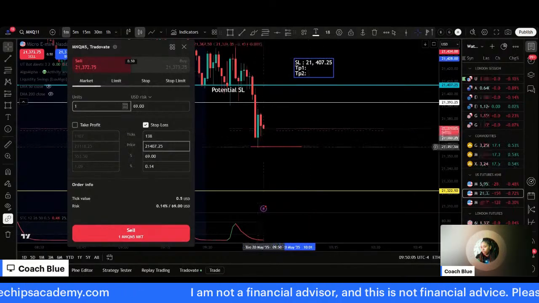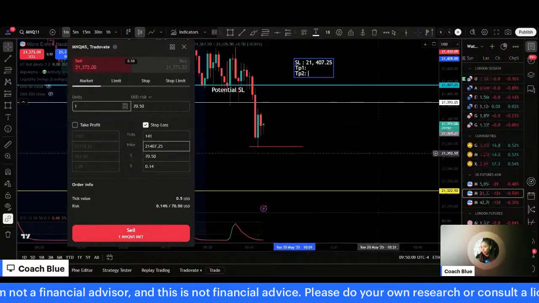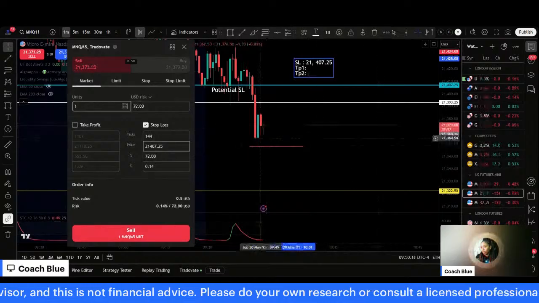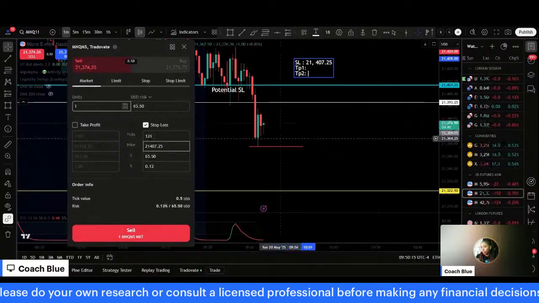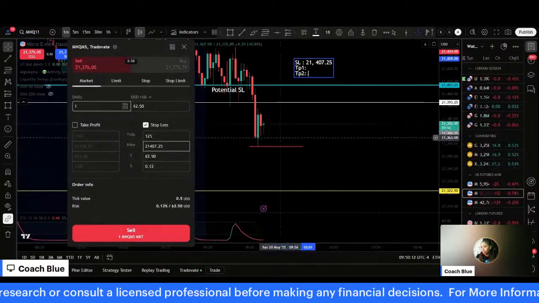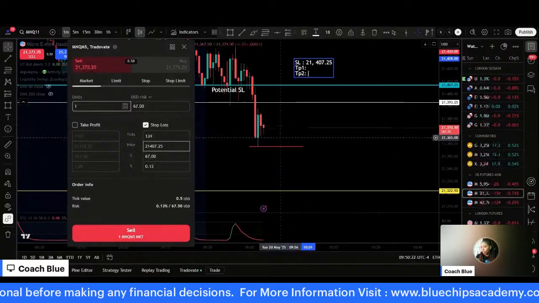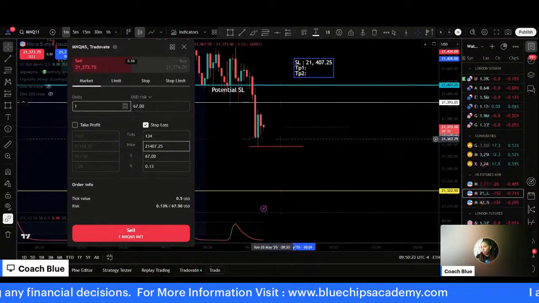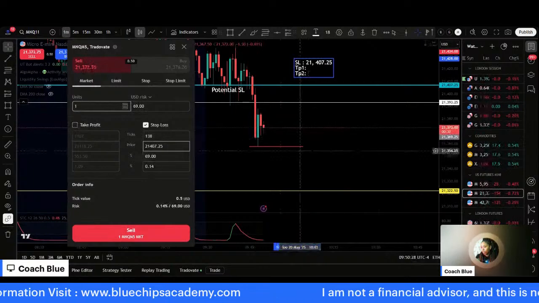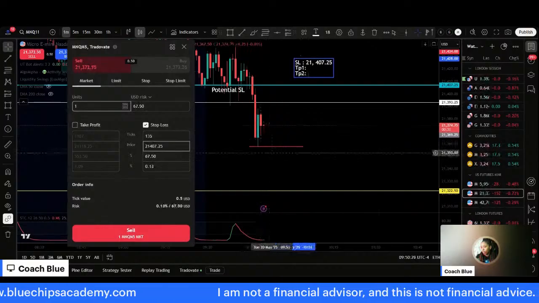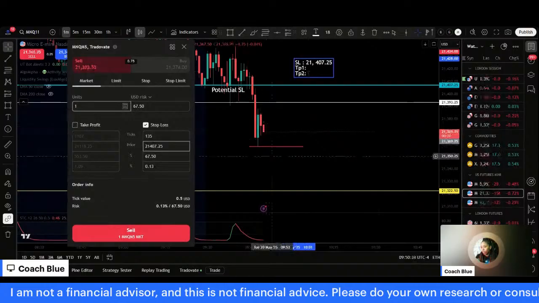But that's my potential break past here. I'm getting in. If I don't, I'm not getting in. Based on where we are right now, I'm only risking about $70. By the time I get right here, probably like $100. That's a good setup for me.